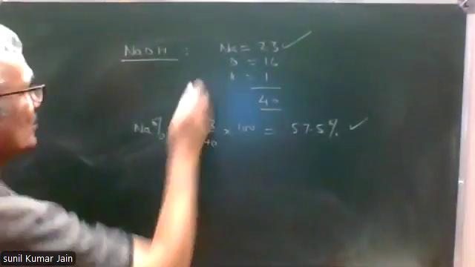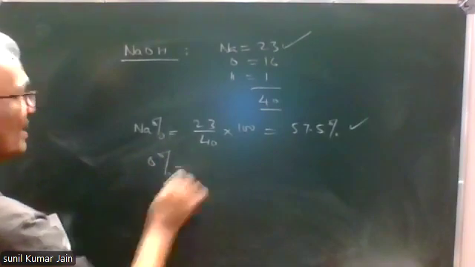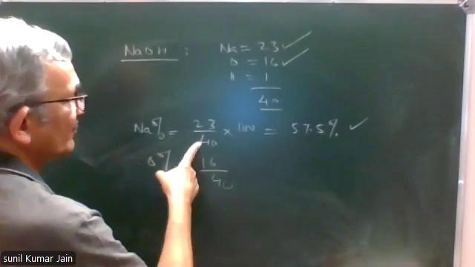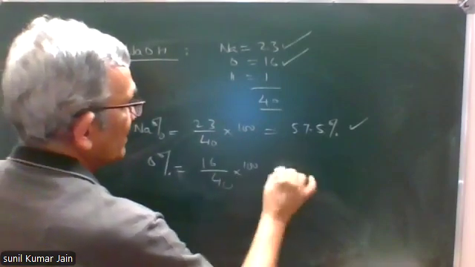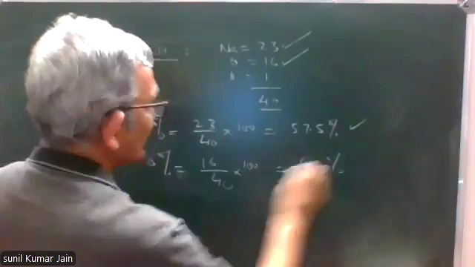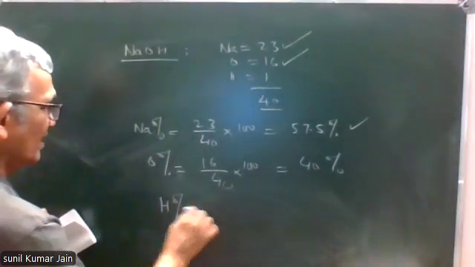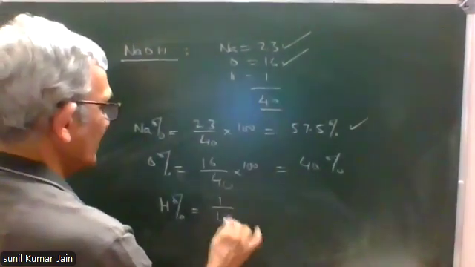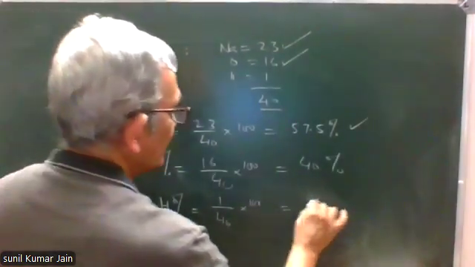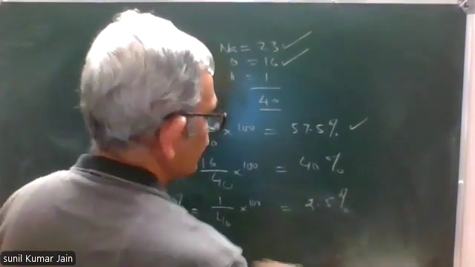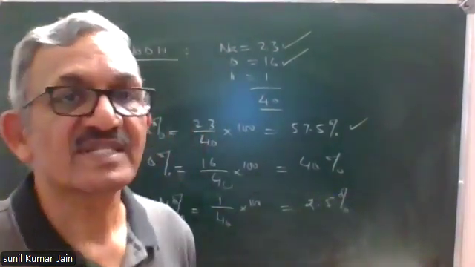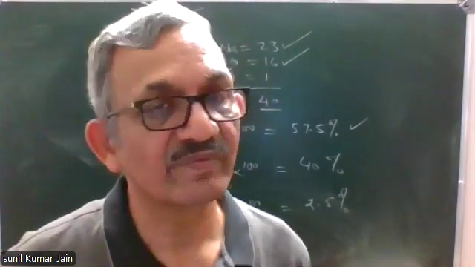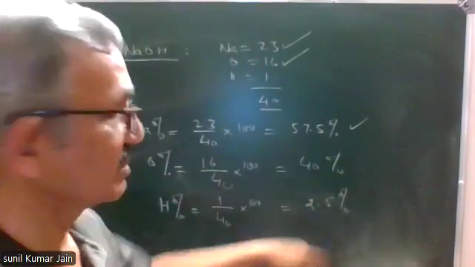Then percentage of oxygen. Contribution of oxygen 16 divided by molecular weight 40 into 100. This comes out to 40%. Percentage of hydrogen: contribution is 1 divided by 40 into 100, 2.5%. And naturally, the sum of the percentages of all the elements will be equal to 100. If you add all the three, it will be 100.